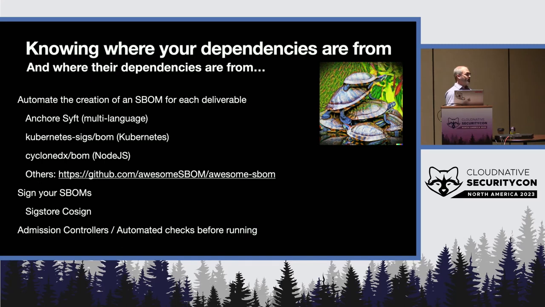So how do we know where our dependencies are from, and where their dependencies are from, and so on and so forth? It's turtles all the way down. So you can use an SBOM. What does the software or container or the Helm chart contain? What pieces of software are used in the creation of your software? And you want to use a tool that creates a multi-level SBOM, because it's not enough to just know your own dependencies. You've got to know the dependencies of those dependencies as well.